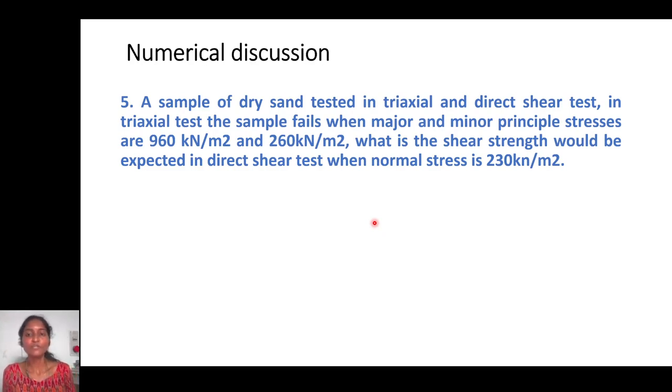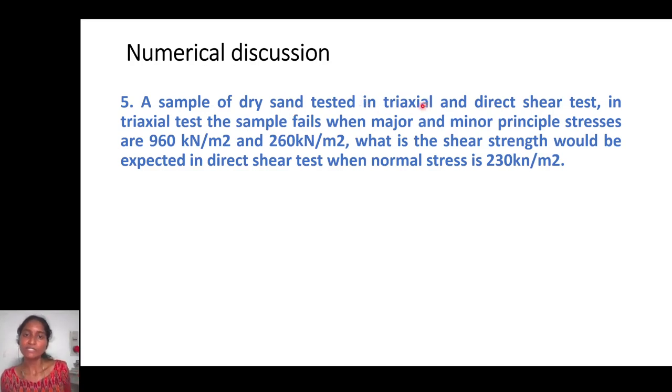So there is a numerical problem. A sample of dry sand tested in triaxial and direct shear test. In triaxial test, the sample fails. So they have taken the sand. Whenever they are giving the type of soil, please note it down. When they are saying dry sand, what does that mean? What is the cohesion of dry sand? Indirectly they are giving the C value also. So dry sand cohesion is 0.